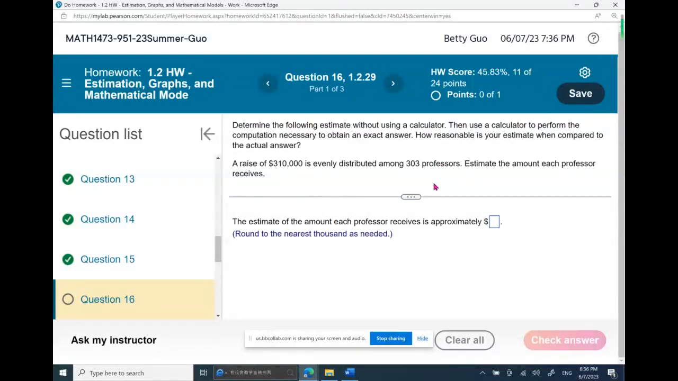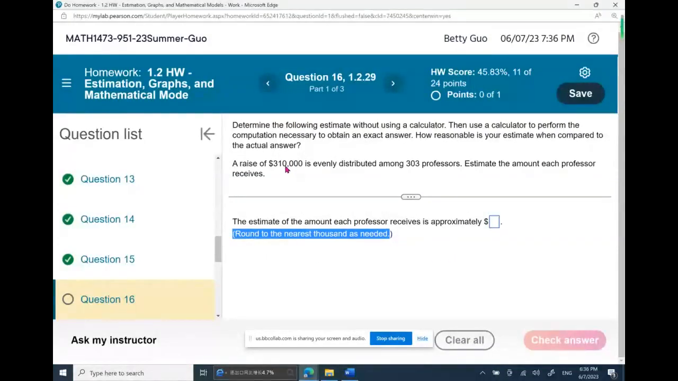Divide. Divide, awesome. Yeah, this is the total amount. This is the number of professors. So we're going to use the total amount divided by the number of professors. Then we get the amount for each professor. Okay, but the division is not convenient, right? In order to make it convenient, it says round to the nearest 1,000 as needed. So this could be a hint, nearest 1,000.